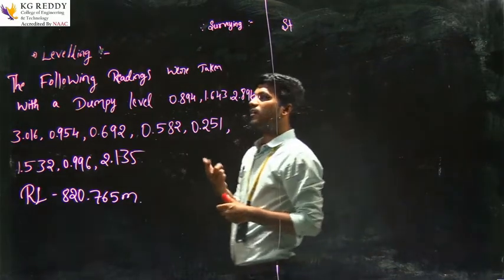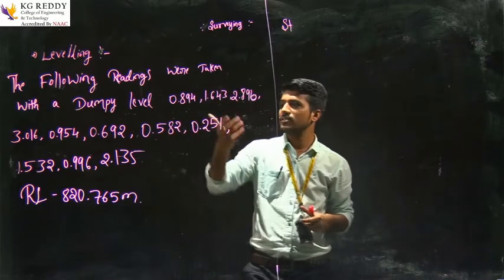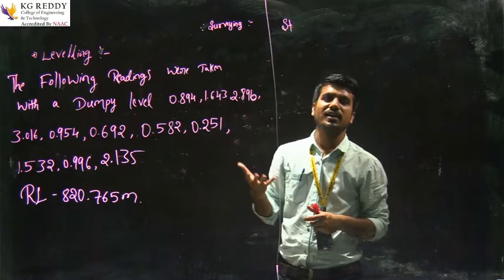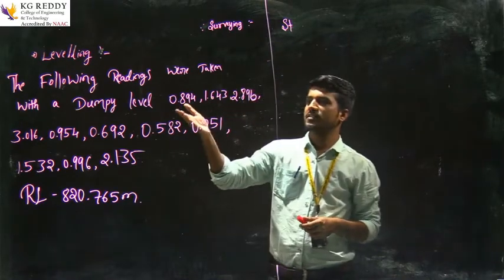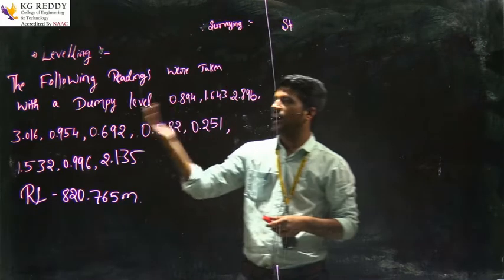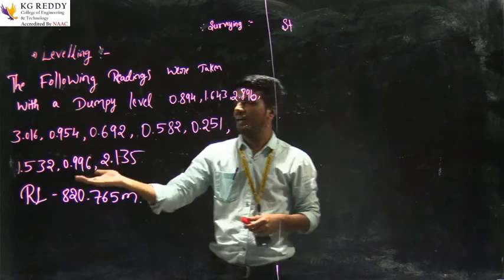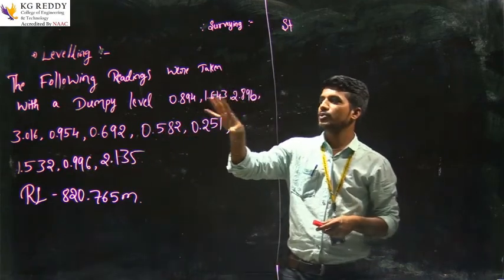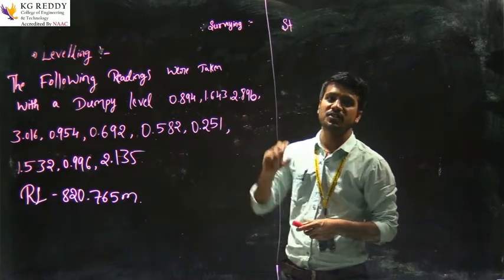You are given the following readings taken in the surveyed area. These are already surveyed readings, and we have to calculate the RLs of each station. Each station means the first station, second, third, fourth, fifth and sixth stations, 7th, 8th, 9th, 10th and 11th stations. You have to calculate all the reduced levels of each station.